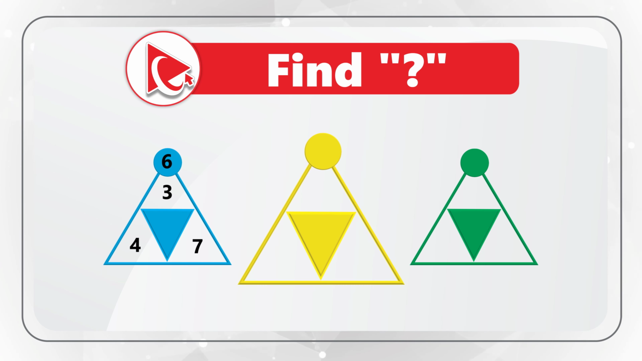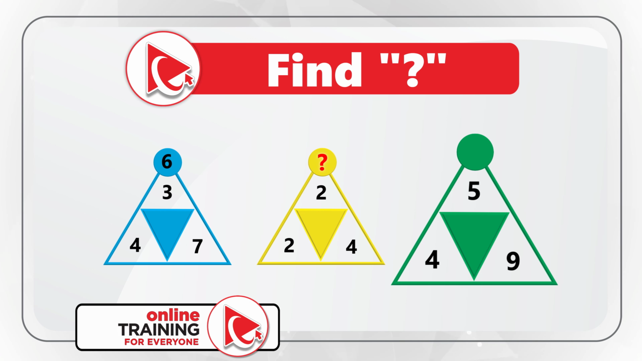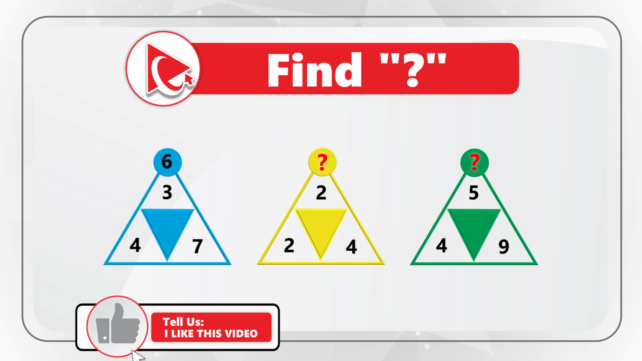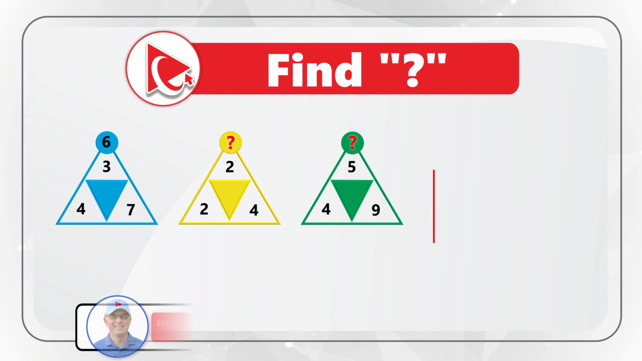Yellow triangle has numbers 2, 4, and 2, and there is a missing number on the top. Green triangle has numbers 5, 9, and 4, and a missing number on the top. Take a close look to see if you can find the 2 missing numbers and select out of 4 different choices.